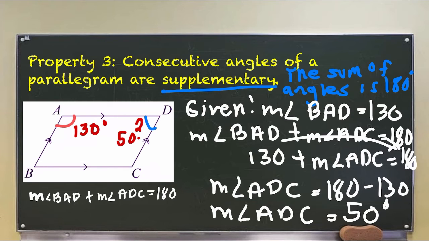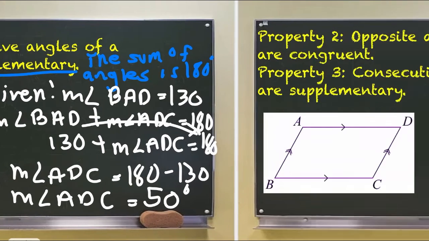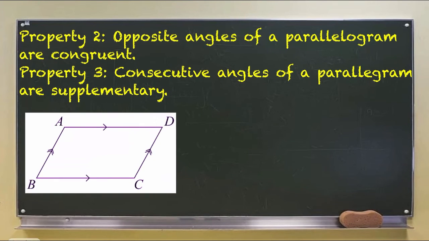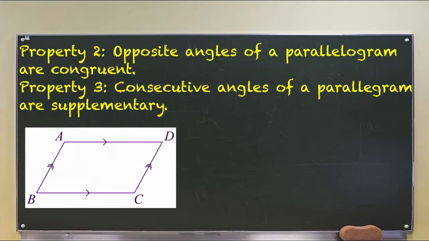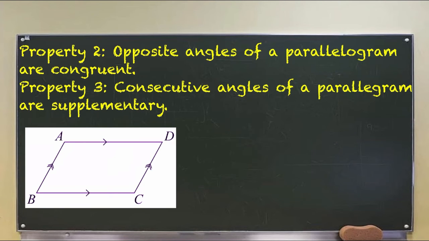Ngayon, pagsasamahin na natin ang property 2 at property 3 since they talk about the angles of a parallelogram. Again, property 2, opposite angles are congruent. Property 3, consecutive angles are supplementary. So, for example, you're given one angle or one interior angle of a parallelogram. For example, ang binigay sa atin ay ang ABC at ito ay 60 degrees. Ngayon, isosolve natin lahat ng natitira pang interior angles.